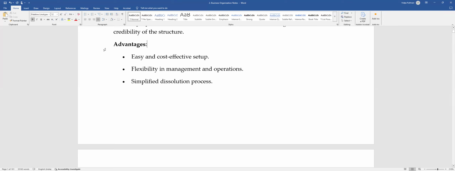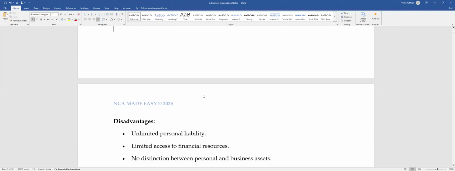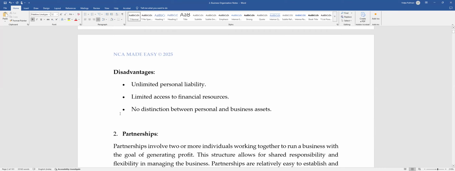But what are the advantages? Advantages are easy and cost-effective setup है, flexibility in management and operations because one person company, one person organization, so easy to do. Simplified dissolution process. कल को उठ के decide किया कि अभी तो नहीं करना मुझे business, so he can do that unless he has some dues owing to someone, so he has to fulfill that first.